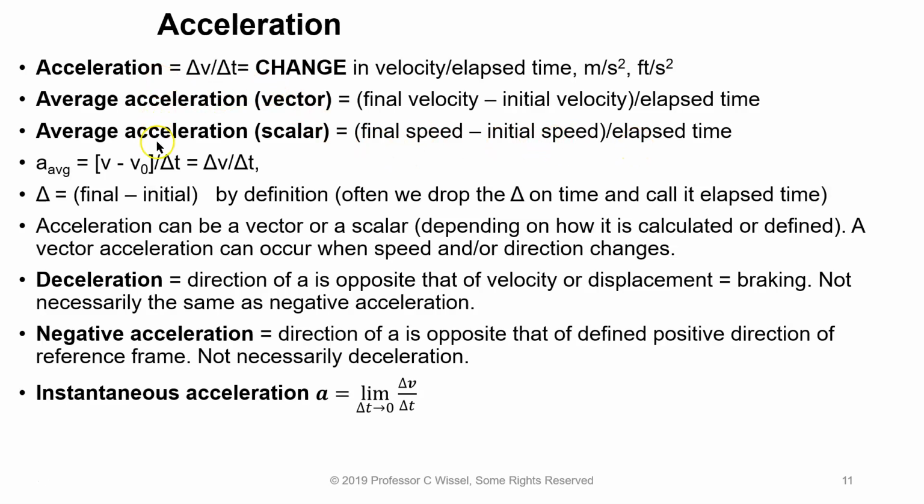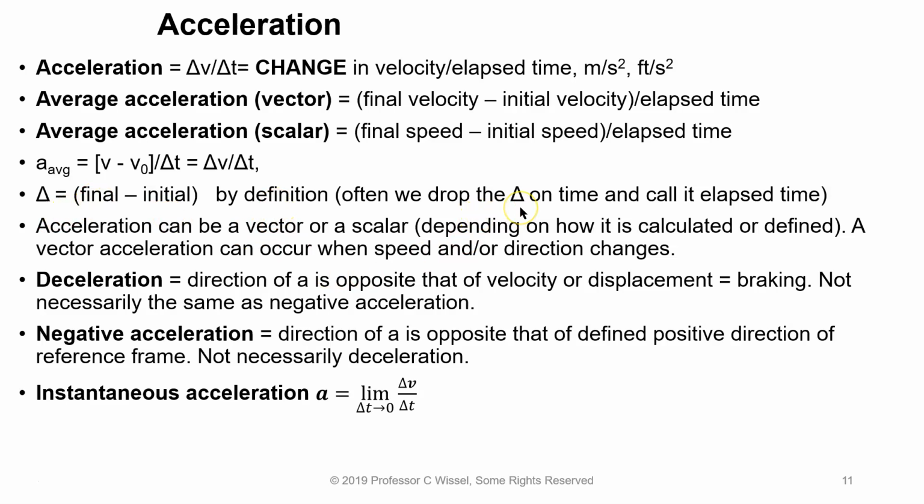Now notice there's no neat little word that's different here. You just have to know which is a vector and which is a scalar from the problem. The average acceleration is v minus v naught divided by delta t, or delta v over delta t. If you've had calculus, you're probably familiar with dv/dt, the derivative. If you haven't had calculus, don't worry about that. The delta, or the d, is the final minus the initial by definition.